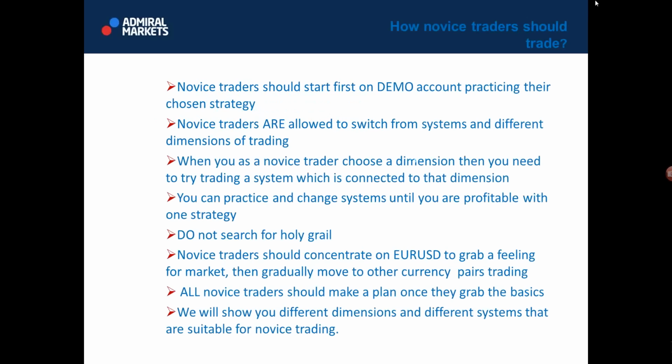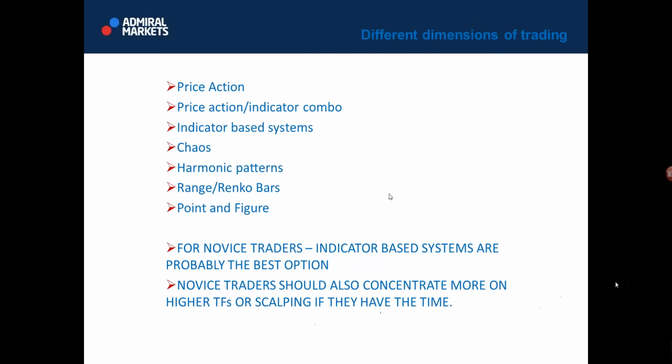Novice traders should concentrate on euro-dollar to grab a feeling for the market and gradually move to other currency pair trading. All novice traders should make a plan once they grab the basics. And we will show you different dimensions and different systems that are suitable for novice trading. What are dimensions for trading? Price action, indicator combo, indicator-based systems, chaos, harmonic patterns, range, Renko bars, point and figure. For novice traders, indicator-based systems are probably the best option, and novice traders should also concentrate more on higher time frames or scalping if they have the time.